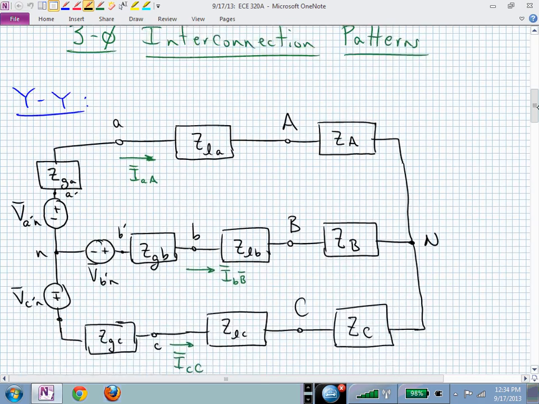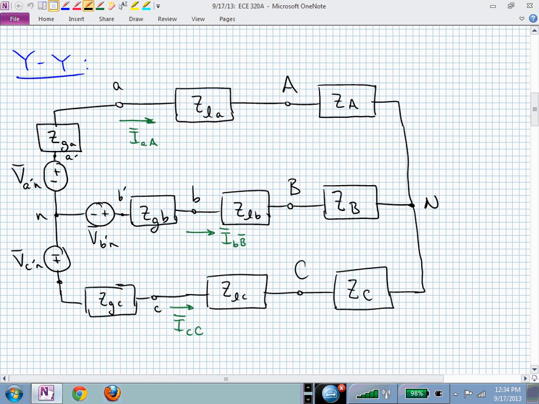Let's then get started with some of these interconnection patterns. This one was presented the last time, I believe. We have 3 sources, A, B, and C. We have their potential generator impedances, the Z sub G's. We also might have transmission line impedances in the 3 transmission lines, the Z sub L's with the A, B, and C subscripts. And then we have loads on the Y-connected side of the load, Z sub A, Z sub B, and Z sub C.